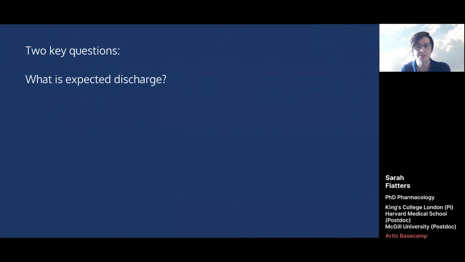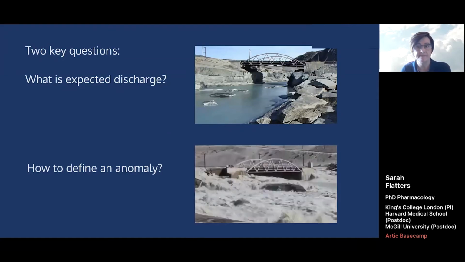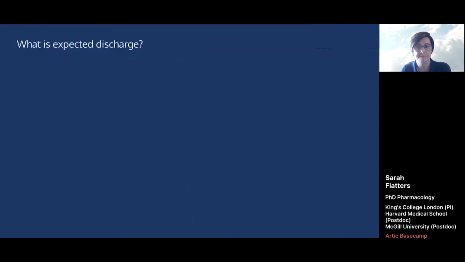Also, sensors at Kangaluswak's bridge provide the daily river discharge measurements during the melt season. There were 2 key questions to answer in this project. What is the expected discharge of the river? And then also how to define an anomaly. We know that expected discharge would look like this, and a clear anomaly occurred in 2012 when high river discharge destroyed the bridge.